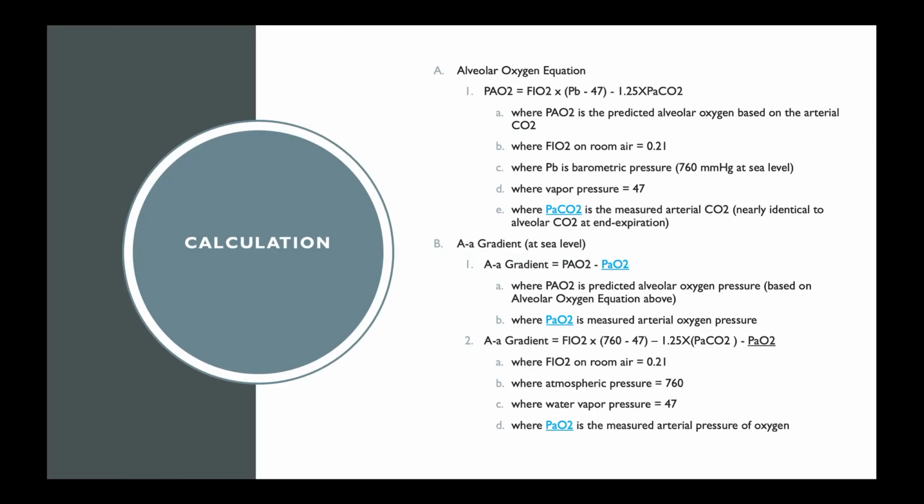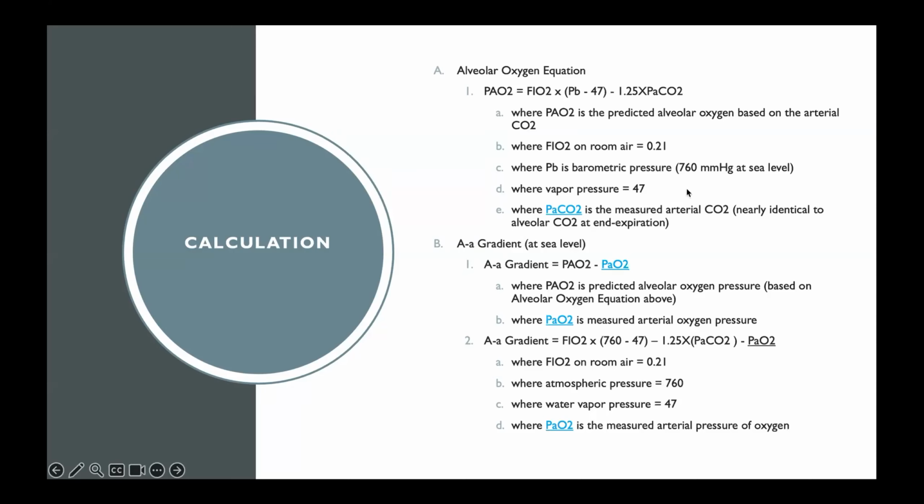You should know that FiO2 in room air is 0.21, that is 21 percent. It's our normal oxygen percentage in the air. Barometric pressure is 760 at sea level, but of course at high altitude it changes, right? Water vapor is 47. Carbon dioxide is measured in the arterial blood gas. We assume that the measured carbon dioxide and the exhaled carbon dioxide are the same, and that a lung problem will not affect the carbon dioxide in this calculation.